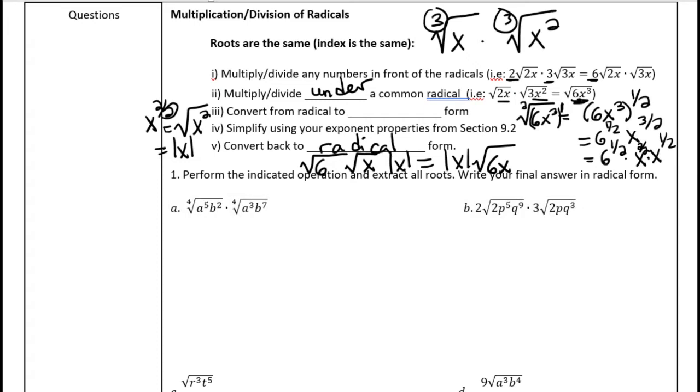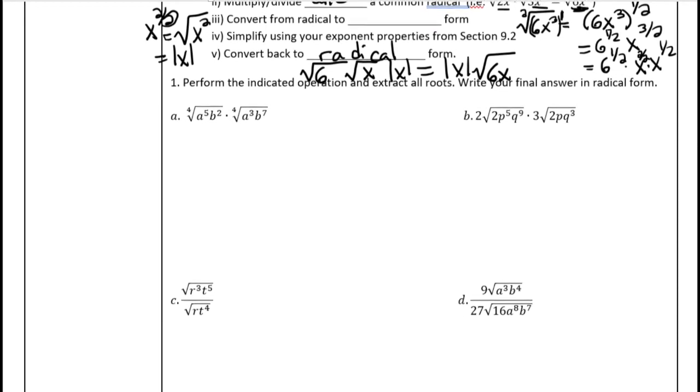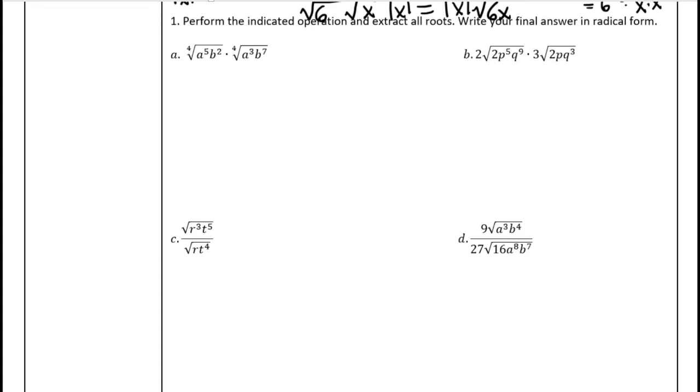We're going to do more examples. So let's look at number 1, part A. You want to perform the operation, whether it's multiplication or division. Here we're multiplying. The first step is to multiply any numbers in front of the radicals, which there are none, so we're done there. We don't have to do that step. The next step is to multiply under the common radical. So we got a to the 5th times a to the 3rd is a to the 8th. Remember that when we multiply, we really are adding the exponents. And then b to the 2nd times b to the 7th is b to the 9th.